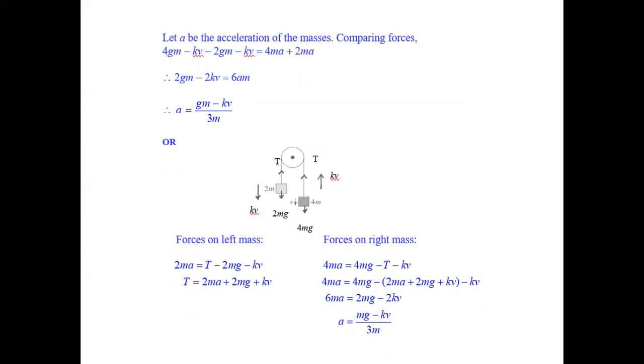The other way is actually resolving the force separately. So the left-hand side, the force on the left mass is 2ma equals T minus 2mg minus kv, and then make the tension the subject. And do the same thing to the right-hand side on the forces on the right mass. 4ma equals 4mg minus T minus kv, and substitute the tension from the left-hand side into that and achieve the result.